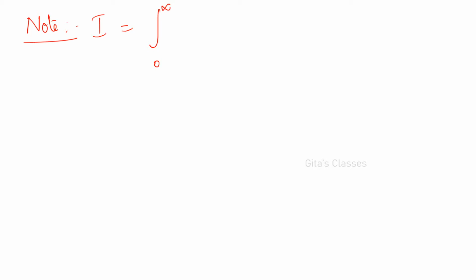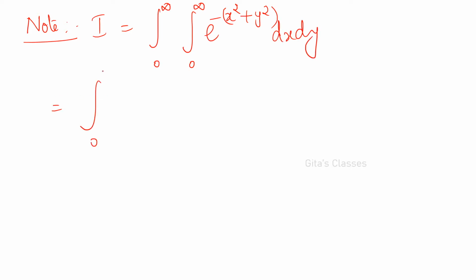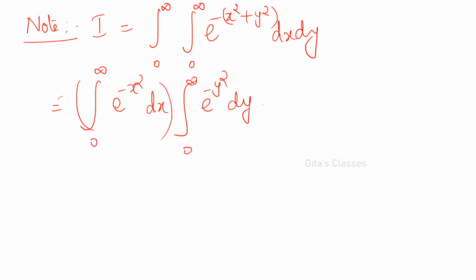Integral, what is our integral? Given integral I is equal to integral 0 to infinity, integral 0 to infinity e power minus of x squared plus y squared into dx dy, right? So this is equal to, I can write this as integral 0 to infinity e power minus x squared dx and integral 0 to infinity e power minus y squared dy. Now, I can say that this is one integral and this is one integral, okay?